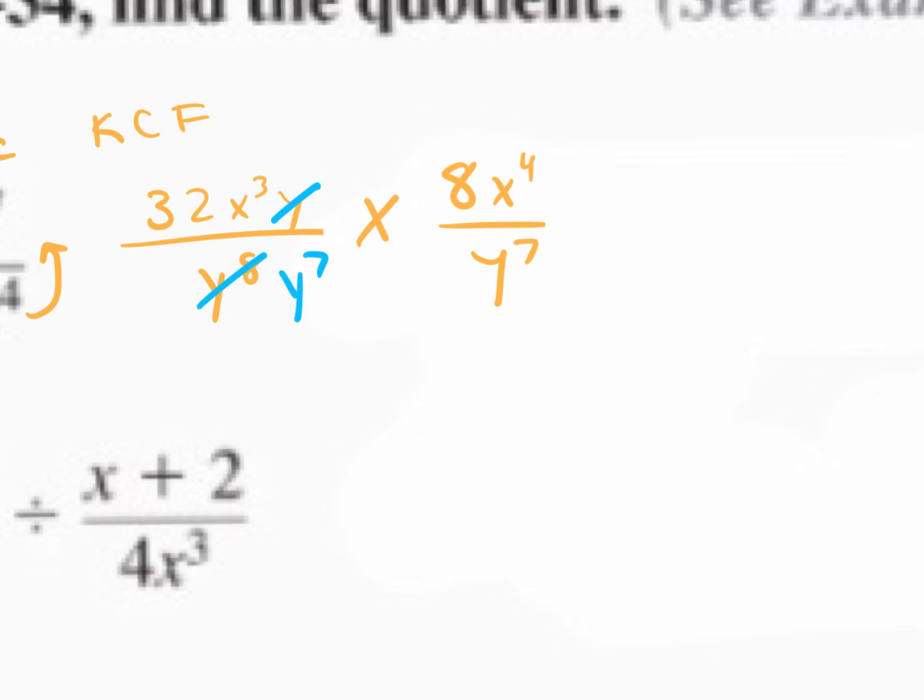Nope. So let's just combine our like terms. What am I doing between the 32 and the 8? Multiplying. What's 32 times 8? 256. What am I doing between the x to the 3rd power and x to the 4th power? Add the exponents because we're multiplying. Perfect. So how many x's do I have on top now? 7. So it changes to x to the 7th power. Over, how many y's do I have on the bottom? 14. So y to the 14th power, because we just add 7 plus 7.